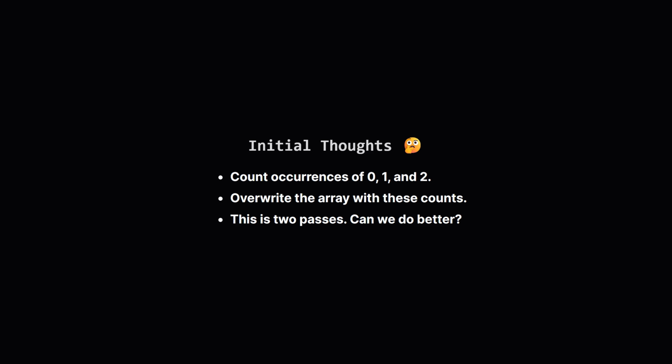Okay, so what's a straightforward way to tackle this? Well, we could first go through the list and count how many zeros, ones, and twos there are. For example, if we find 2 zeros, 2 ones, and 2 twos, then in a second pass, we could just fill the original list, put in 2 zeros, then 2 ones, then 2 twos. This works, and it sorts in place using very little extra memory, just for the counts, but it takes 2 full passes over the array. The problem hints at a one-pass solution, so let's see if we can find one.